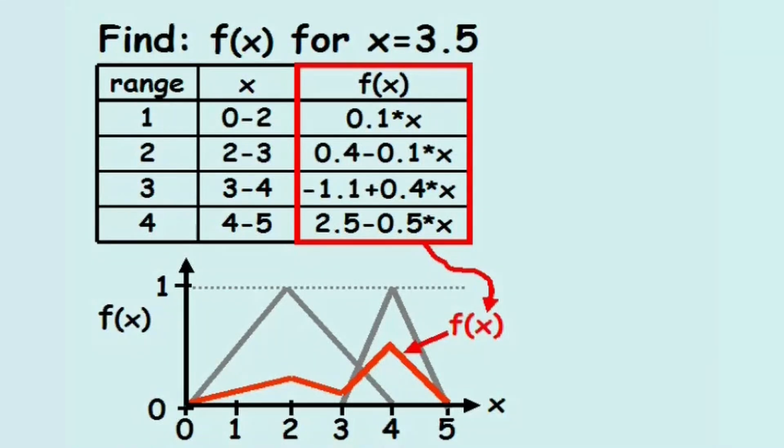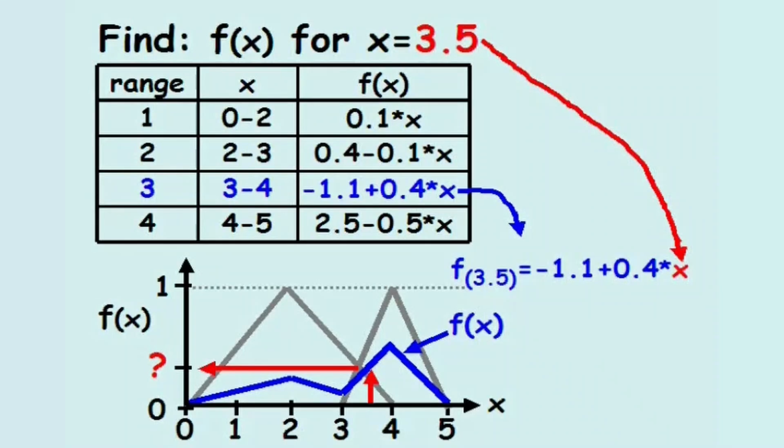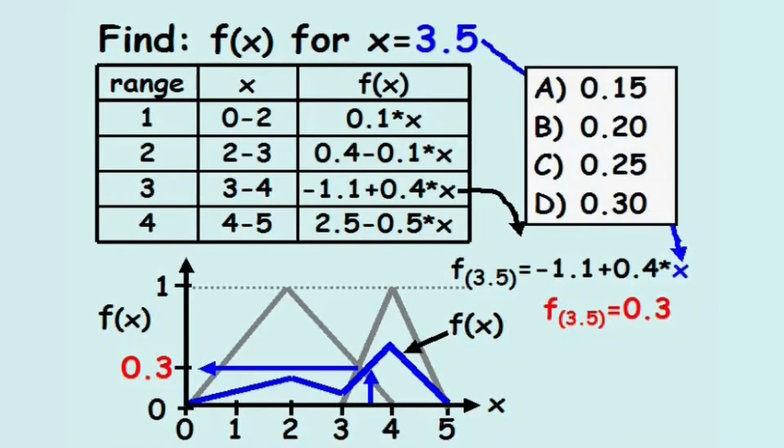The problem asks to solve for f of x when x equals 3.5. Therefore, 3.5 is plugged into the equation for range 3, and the final answer is 0.3. When reviewing the possible answers, the answer is C.